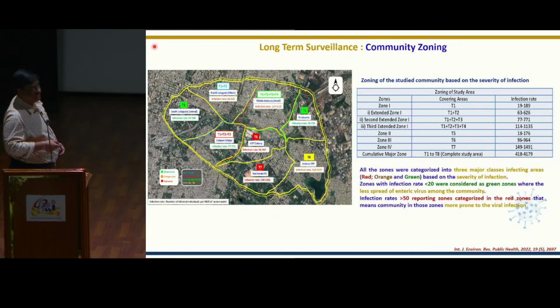You might be knowing zoning based on the infection. That also we can do. This is the community which we have studied. So we collected all the lateral drains, the main drain, and based on the infection rate, we can zone the community which is having more infection, so that this will get some kind of closure, so that infection will not go into the other areas. So this kind of zoning also we can do with this data.